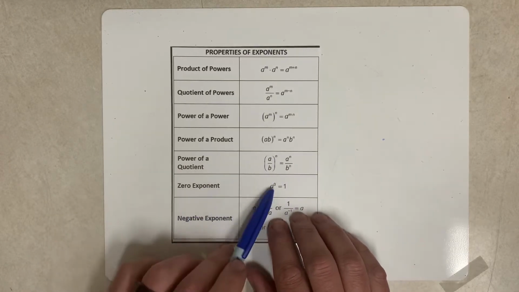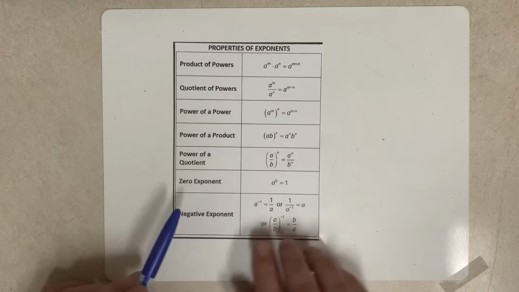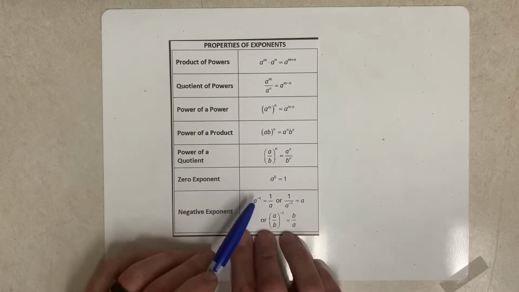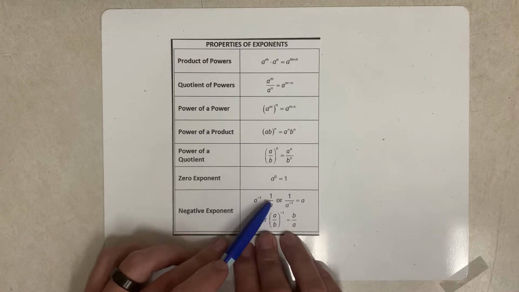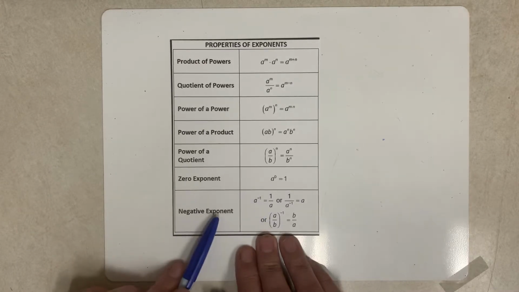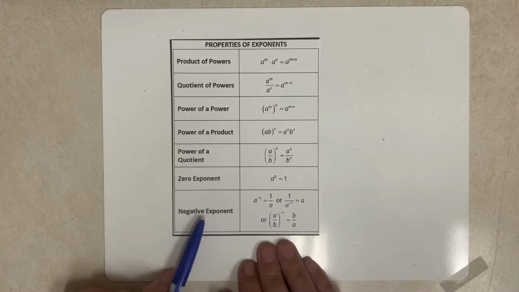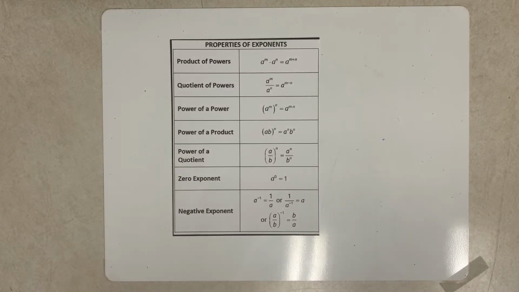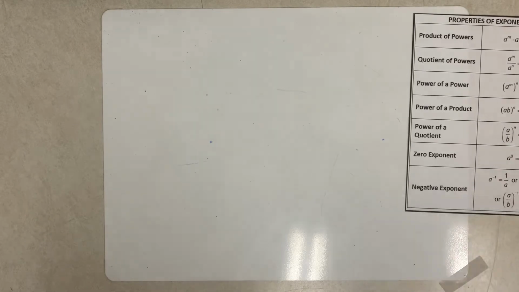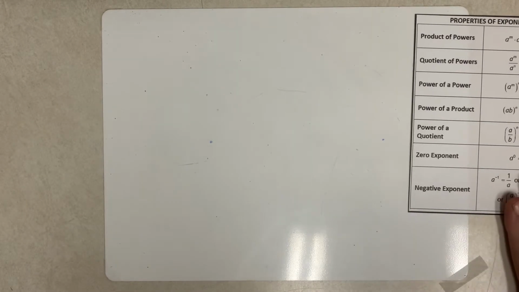Zero exponent, anything to the 0 power is equal to 1. And you have negative exponent, a to the negative 1 is equal to 1 over a, and this is going to be like a flipper. And so I'll be using that terminology to explain negative exponents because they behave like flippers. So I'm going to keep that little graphic organizer handy over here, and as we work through these, I'll be referring back to it if I need to, so I can kind of see it right over there.